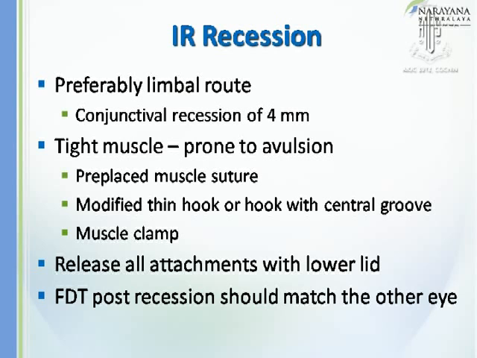Secondly, an important part of the inferior rectus is to release all attachments with the lower lid, otherwise you will have palpebral fissure changes. And when you have done the recession on table, it's important that you do a forced duction test and match it with the other eye, and then only you can close the surgery.